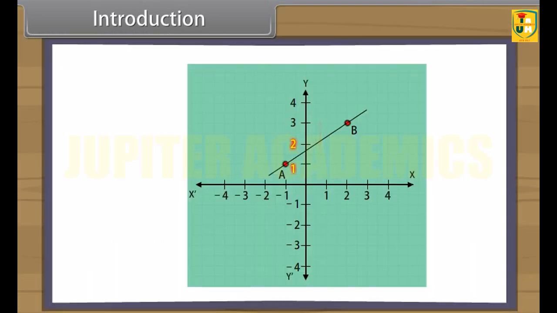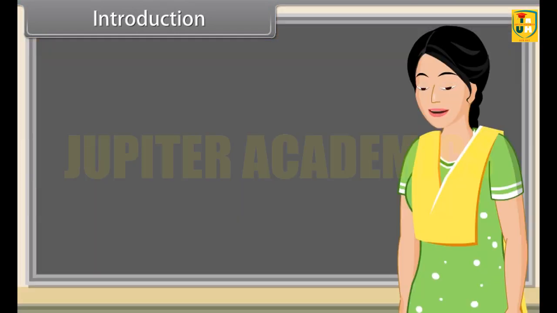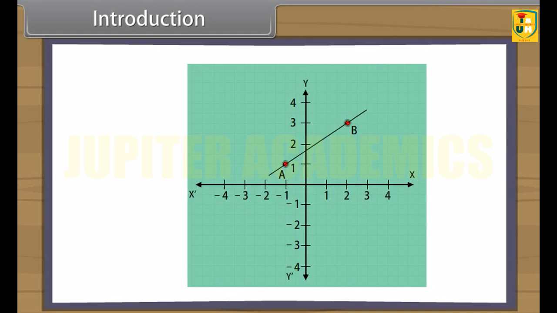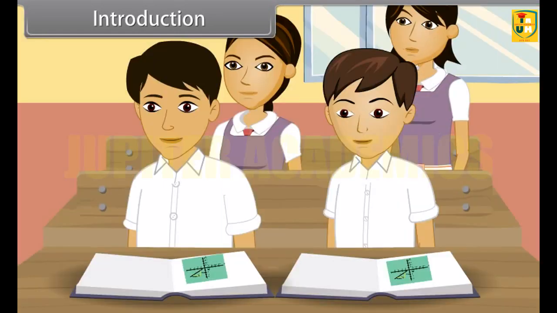We can see that the up movement is positive while a down movement is negative. In the same manner, a right movement is positive while a left movement is negative. Notice that to go from points A to B, we went 2 units upward and then 3 units to the right. A slope of a line represented by letter m is expressed as up or down movement divided by the right or left movement. Teacher, can you please explain us slope of the line?